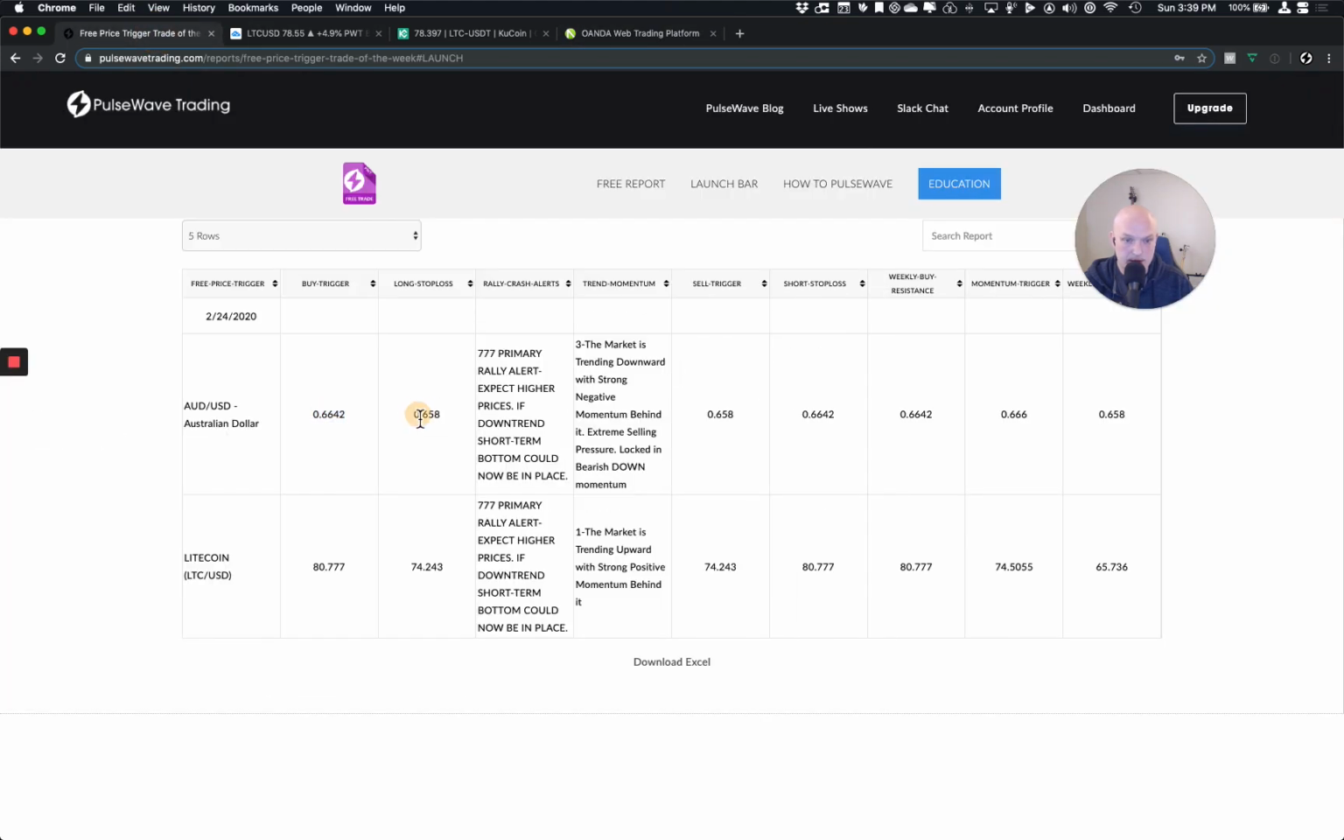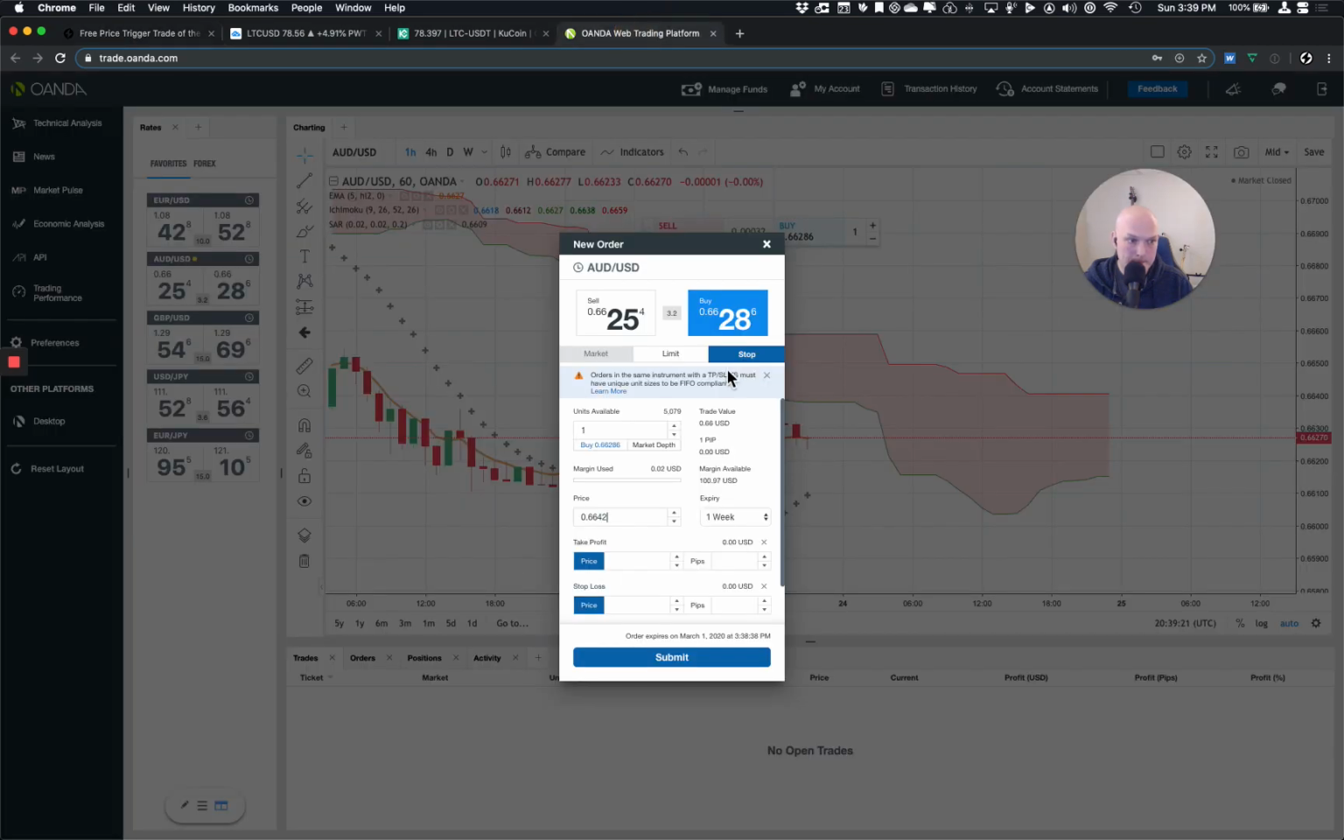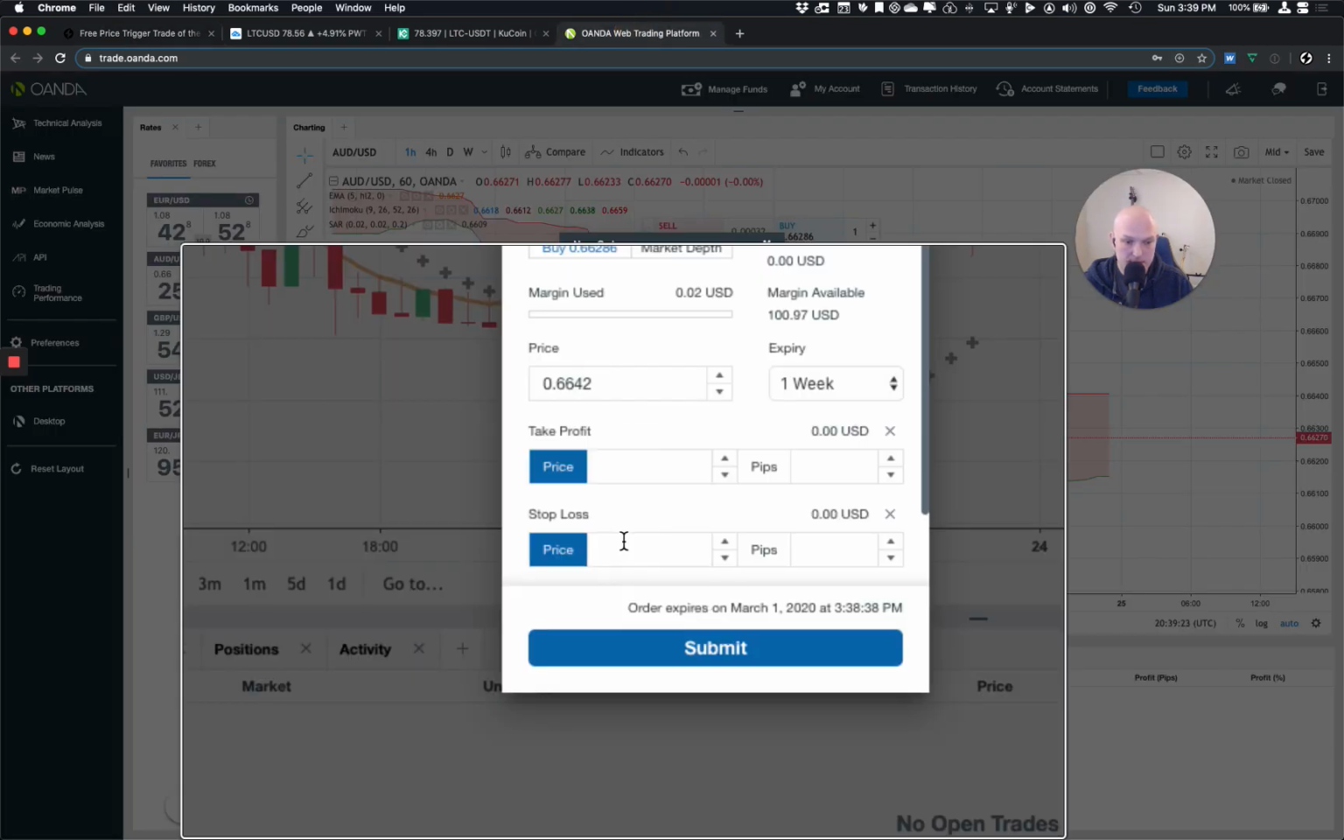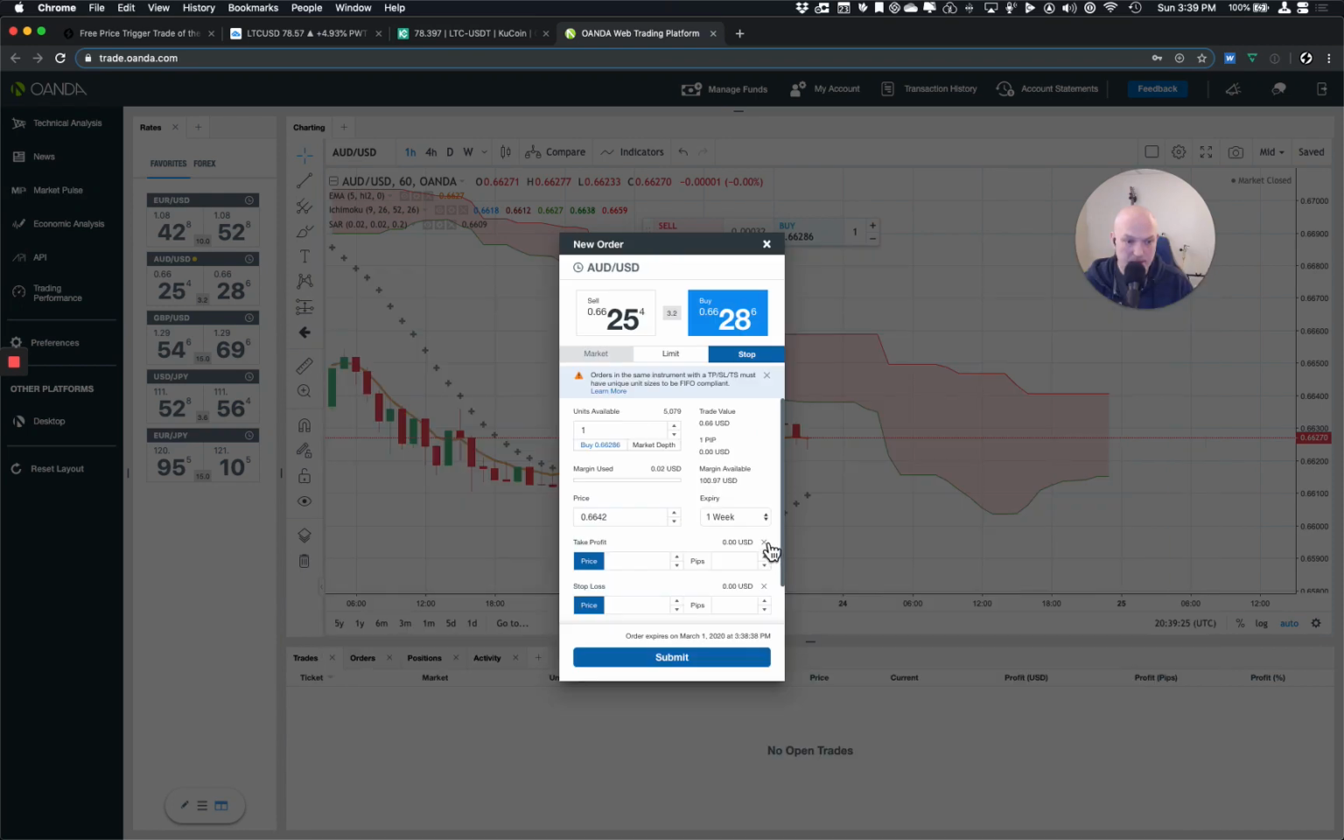which we find right here. Grab that. And that goes down at the bottom here. This take profit, we're not going to use that. But we are going to add a stop loss. We're going to put that right there.